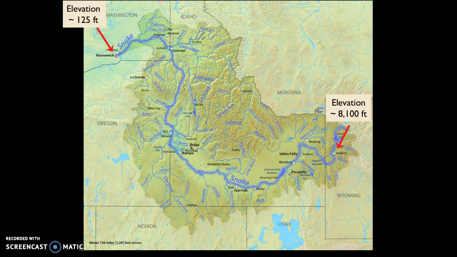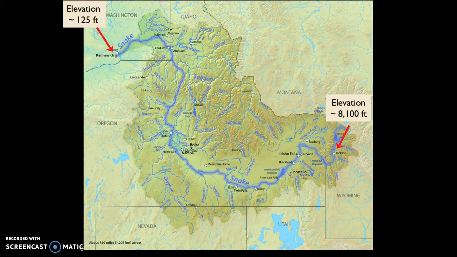Okay, so a very good example of a drainage basin is the Snake River drainage basin that we have here in Idaho, and a little bit of, I guess, Wyoming, Oregon, Washington, a little bit of Nevada even. So the Snake River drainage basin, or the Snake River itself, pretty much starts in western Wyoming at a very high elevation, so about 8,100 feet. That's going to be close to 2,600 meters.